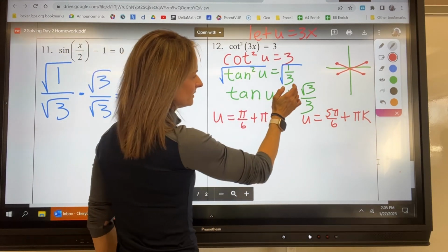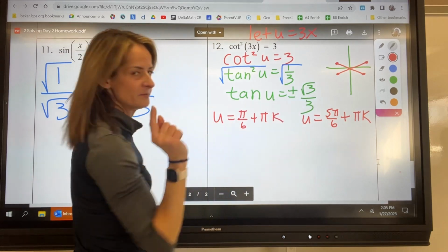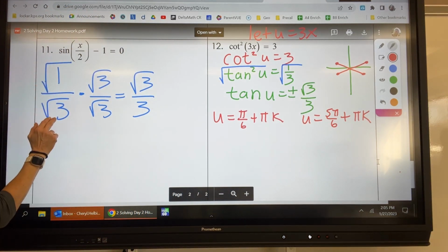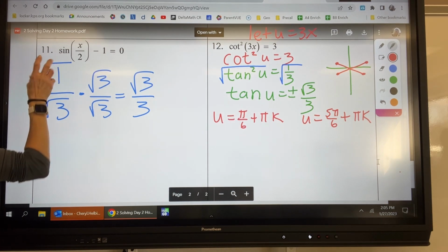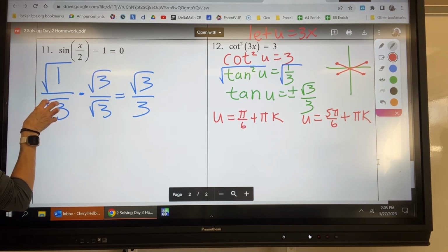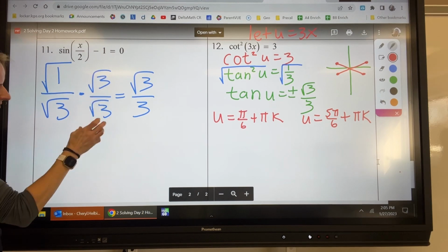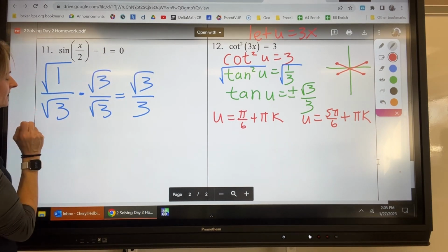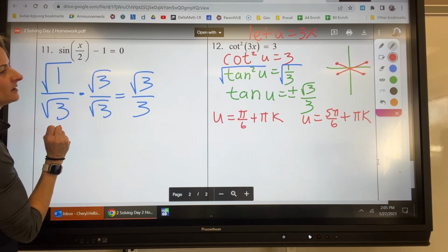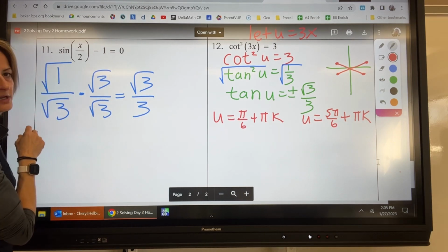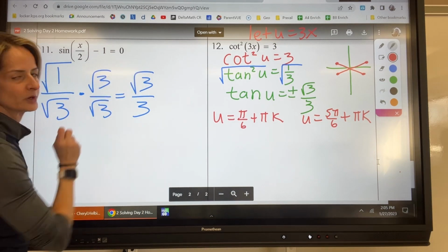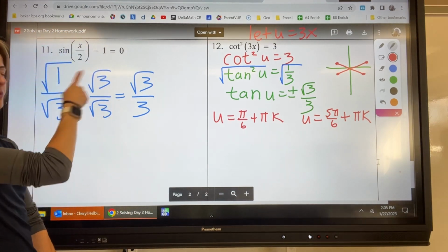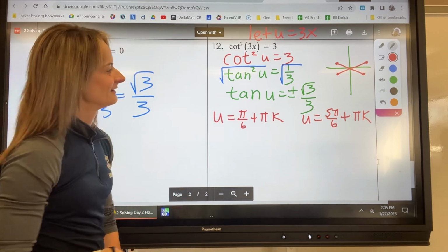Tangent of u equals plus or minus, and this is root 3 over 3 because when you rationalize the denominator, the square root of 1 is just a 1. When you have a root 3 in the denominator and you rationalize, you multiply by a special 1. When you multiply across, this is 1 times root 3, that's root 3. Root 3 times root 3 is 3. So anytime I see 1 over the square root of 3, I just immediately change it to root 3 over 3. It's rationalized. And after you do it like 20 times, you won't even do this anymore. You'll just write root 3 over 3.